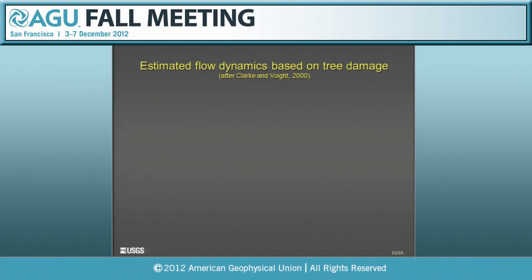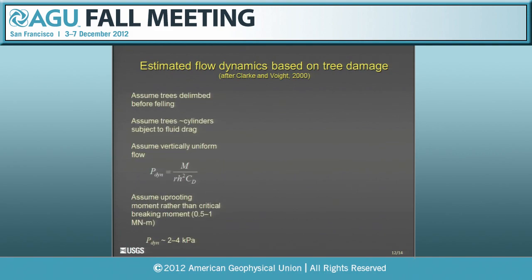So if we take some of the vegetation damage and characteristics of the vegetation damage, and then some of the characteristics of the deposits, and use some of the methods that Amanda and Barry Voight have developed, we can make at least first-order cuts at some of the dynamics of these dilute currents. And this is going to be focused mostly on the north side PDC.